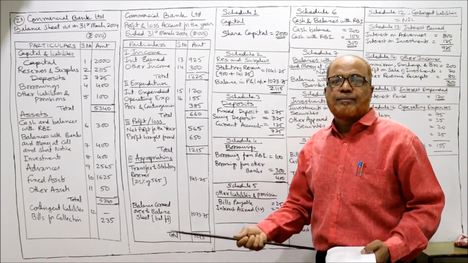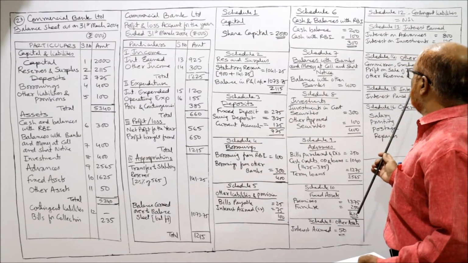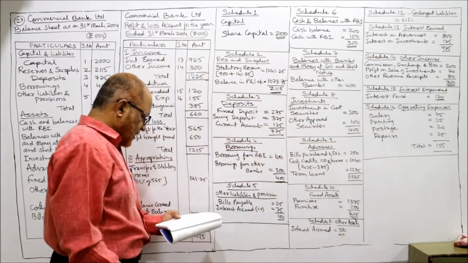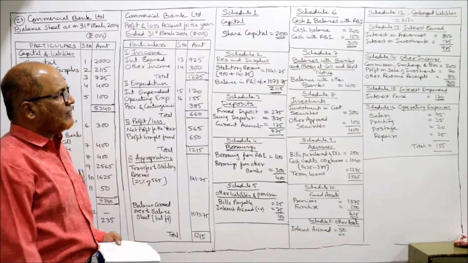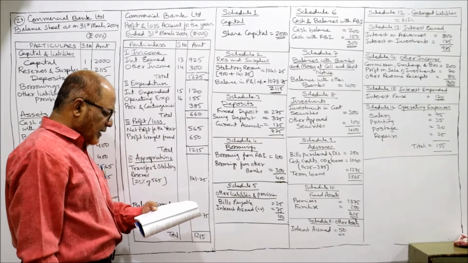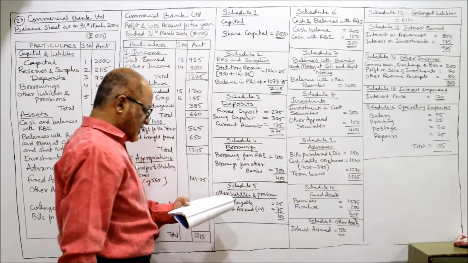Interest paid, interest expended, 15th schedule. In 15th schedule, we'll take interest paid 120. Next is salary 75, operating expenses. Next comes printing, postage, repair. So printing, postage, repair, all in schedule number 16.